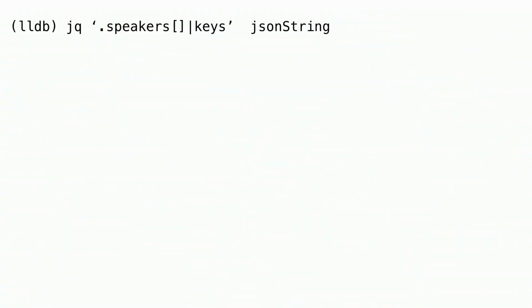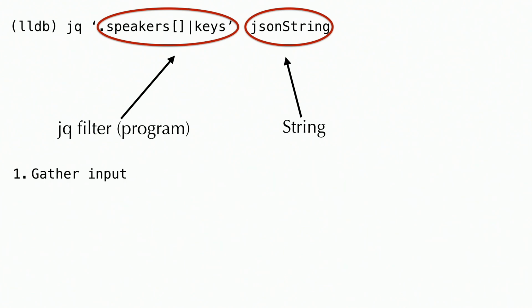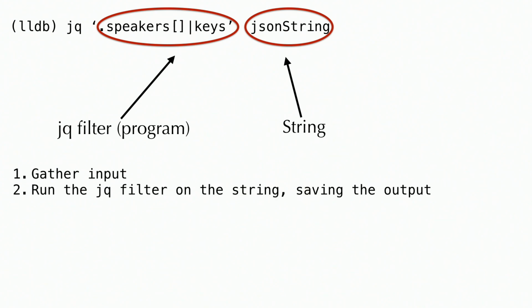All right. So here's the jq command, right? jq, speakers, keys, JSON string. If you think about it, what are we really doing? It's the stuff we learn when we learn programming day one. What is a program? It's something that does something based on some input, right? We've got a function that takes in some input and then does something with it and brings out some output. We're gathering our input. In this case, we're running a jq filter on the input, and we're printing out the output.